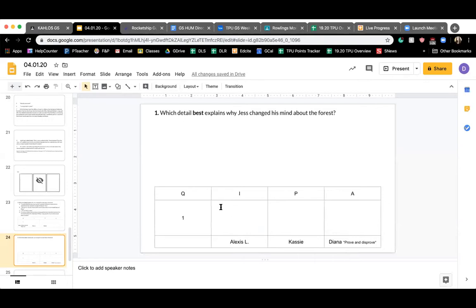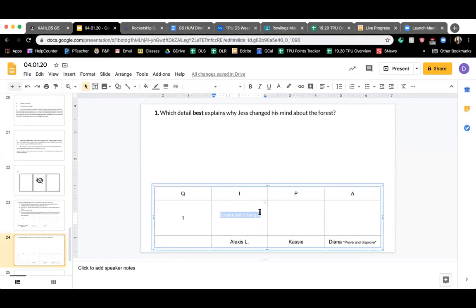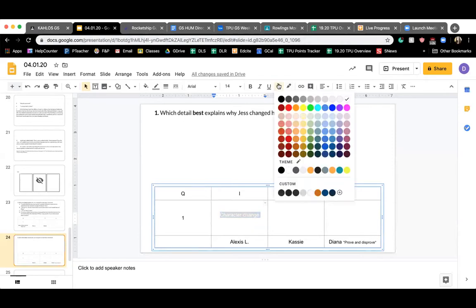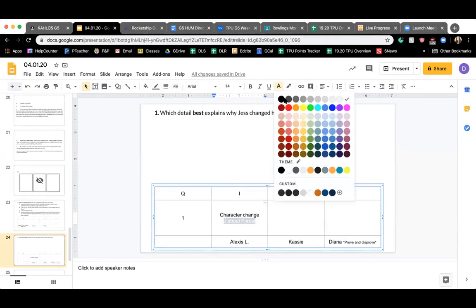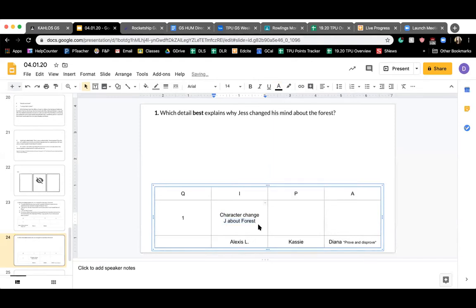We know it's character change, about Jess changing his mind about the forest. Okay. And there's something else that we're missing. There's something vital to our understanding that we're also missing. There's one key word. Why? We need to highlight the why. Why did Jess change his mind about the forest?